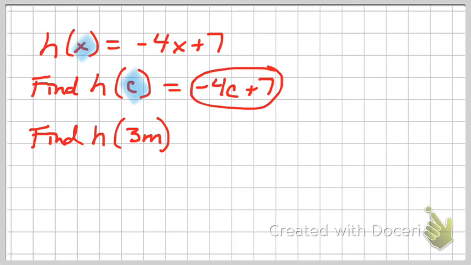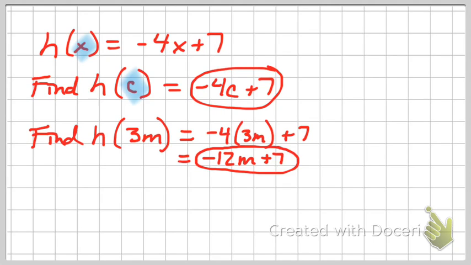Now I want you to find h of 3m. Same function. Okay, so you're being asked to put a 3m wherever you see an x. So we're going to take out the x and we're going to put in a 3m. So you have to do, quiet please, you have to do negative 4 times 3, and that's negative 12m plus 7. So is that your answer? Yep. You don't have to solve it. There is no solving because it's not equal to anything. It's equal to h of 3m. It's not equal to 0 or anything like that.